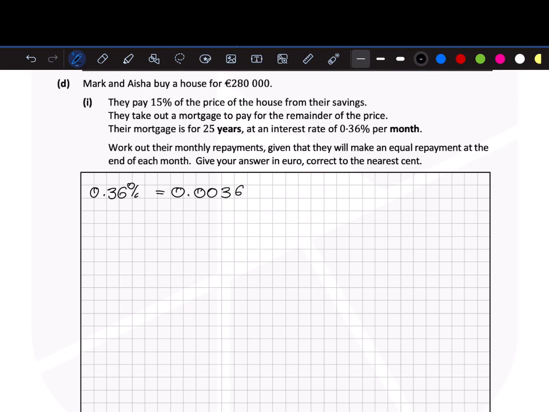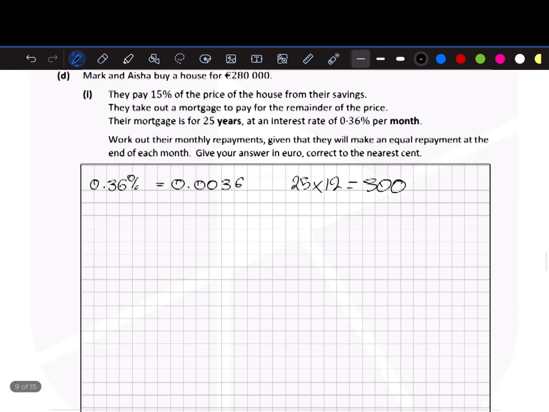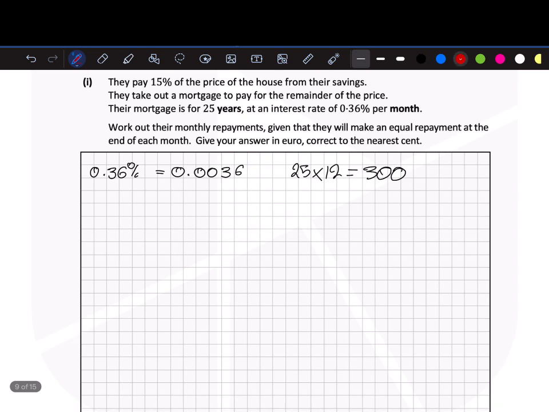And then we have 25 years multiplied by 12 months because this is paid back monthly, which is equal to 300. So now we can just use the amortization formula, which is A equals P multiplied by i times (1 plus i) to the power t, divided by (1 plus i) to the t minus 1.